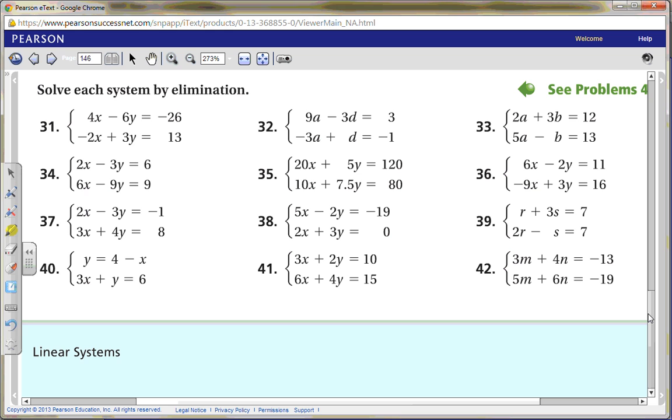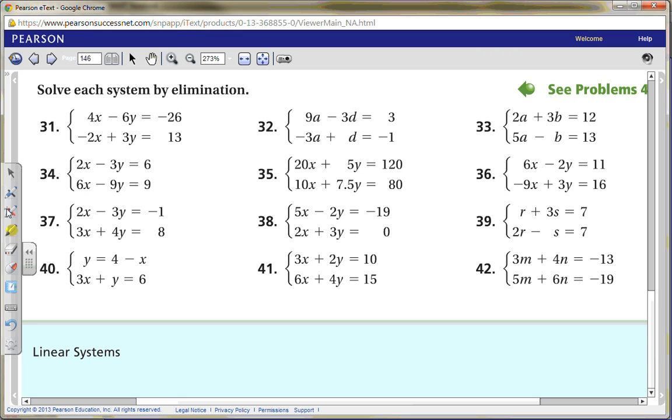Look at 38. No ones. You're going to have a fractional expression there. 39. Do you have ones there? Yes. So will you have a fractional expression there? No, you're okay. Look at 40. We're doing it because 40 is going to be a cakewalk for you because it's already what? It's already solved for y.